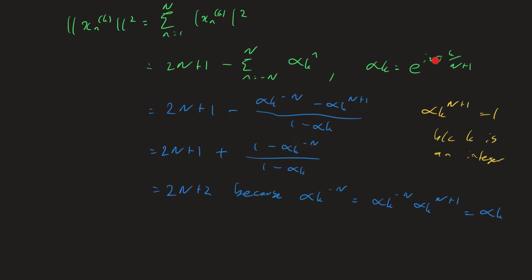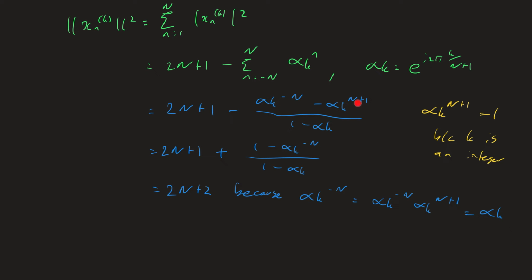Indeed, e to the I 2 pi k is obtained by starting at the number 1 in the complex plane and going around the unit circle 2 pi k degrees. Each 2 pi degrees means we go once around the circle and return to our starting point, which is the number 1, and since k is an integer, we go an integer number of times around the unit circle, and thus we end up with 1.